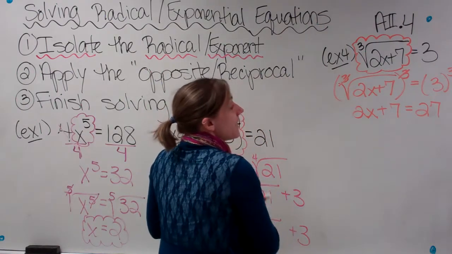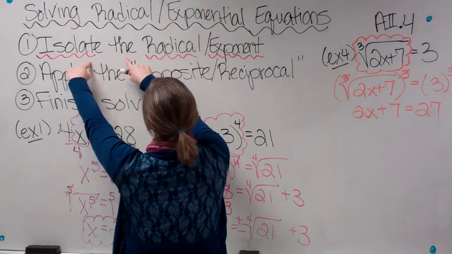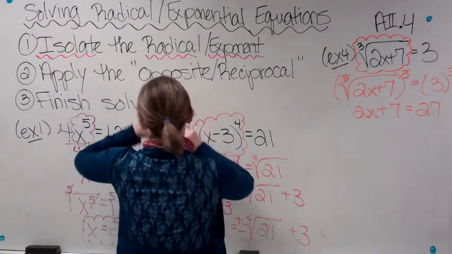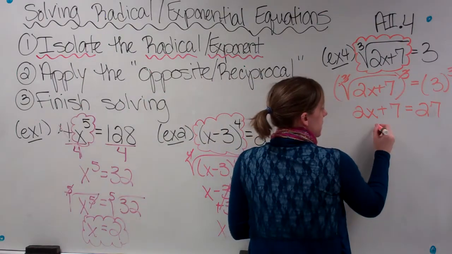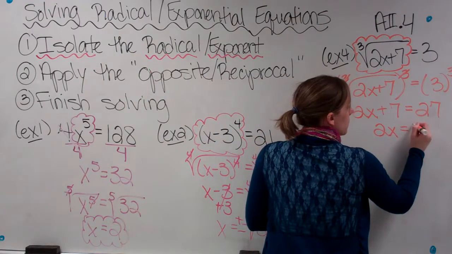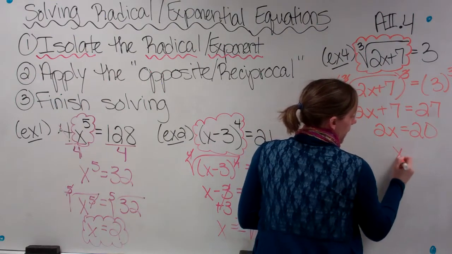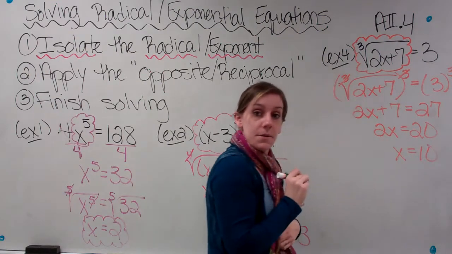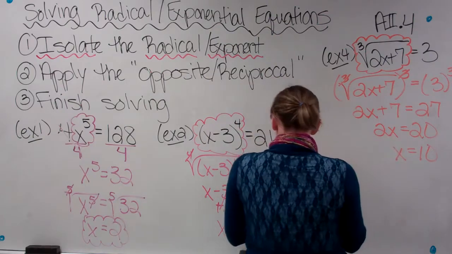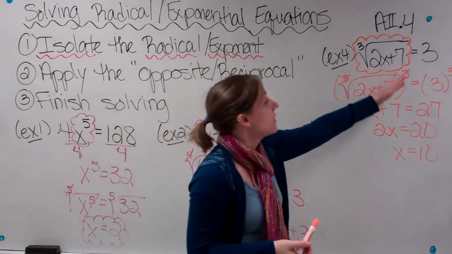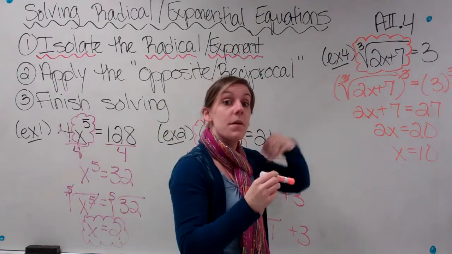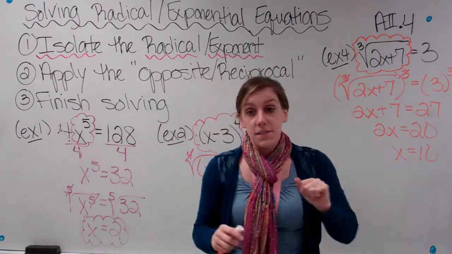I'll rewrite that one. Okay, so we knew it was isolated. We just applied the inverse or the opposite. Now we have to finish solving. Now it's just an equation. Subtract 7, we get 20, and x is 10. So it applies just like regular equations, but you just have to make sure you're isolating, and then remember that the inverse is just the opposite of those things.